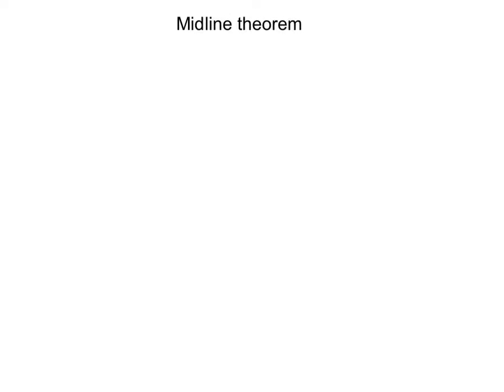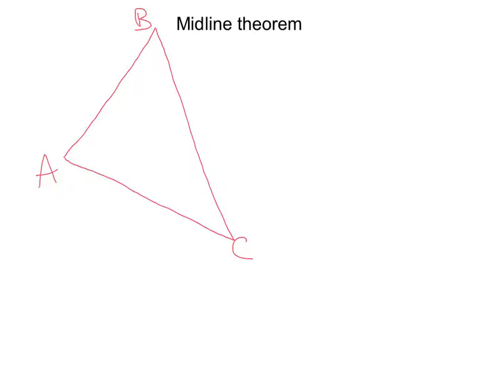Okay, so we're going to talk about the midline theorem. So I'm going to have this triangle ABC. Please note that this is really just any triangle. There's nothing special about it. And then what I'm going to do is put in two midpoints, let's call them D and E, and I'm going to connect them. Those are midpoints.